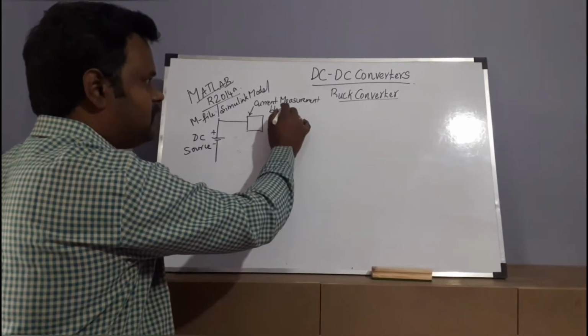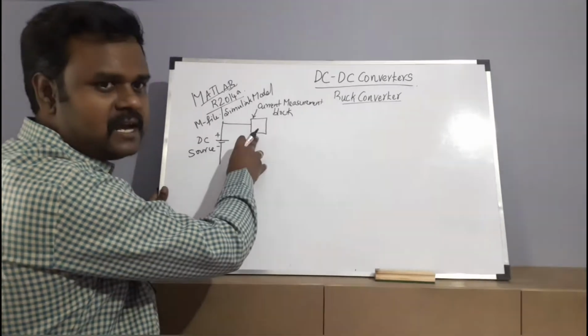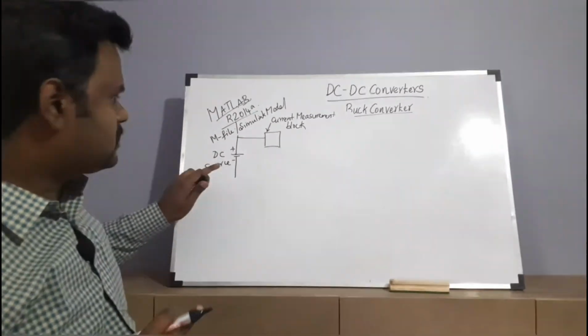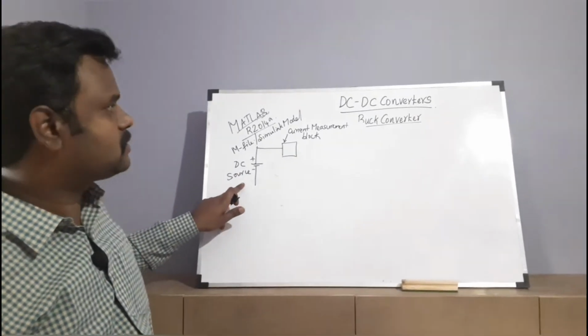You can search it in the library. If you need this current measurement block, you have to search it in the library. MATLAB library has a current measurement block. Next, you have to connect it to a DC voltage source; you have to search for it in the library. You will get these components, right?